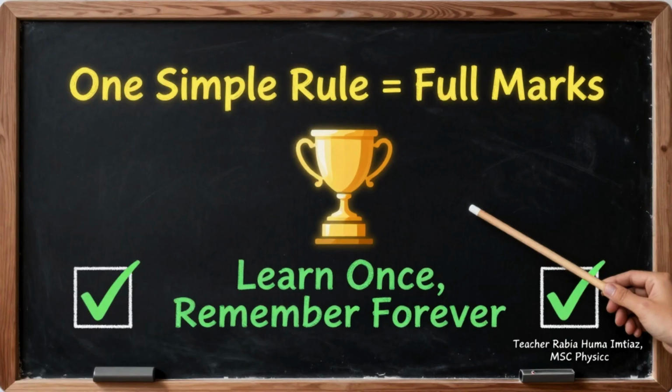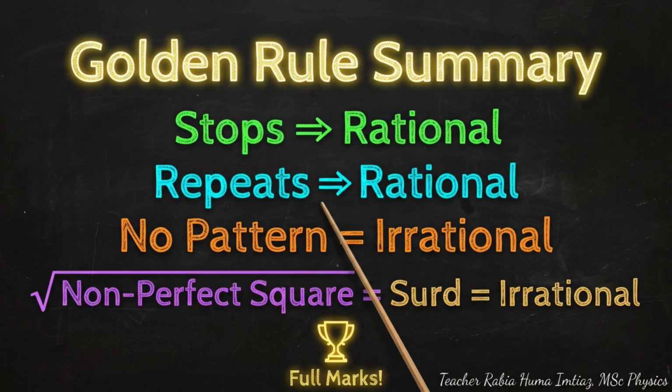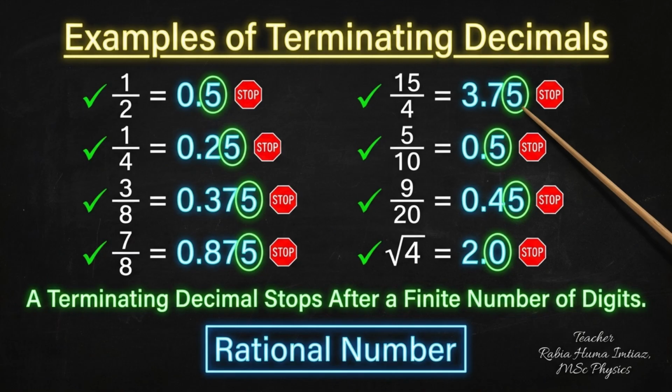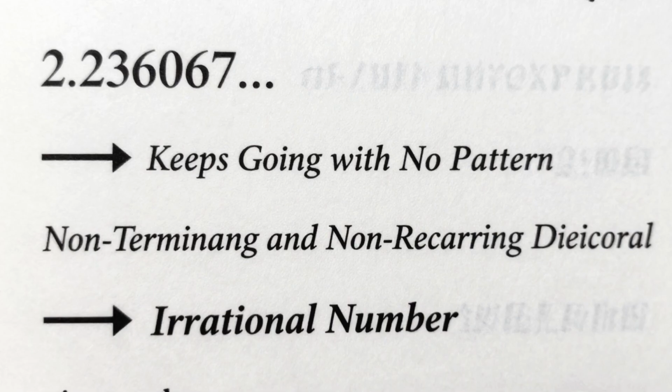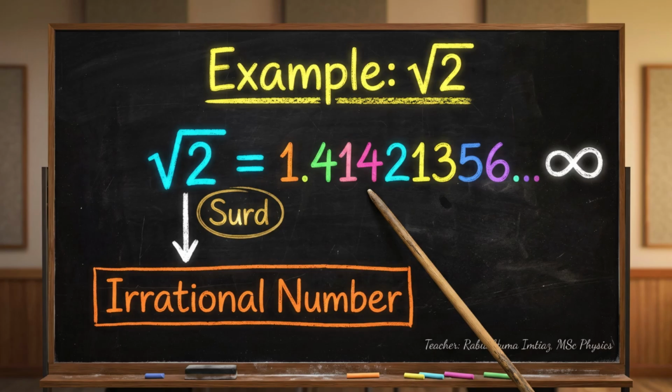Section 6, summary conclusion. So, let's summarize this entire board to make your revision easy. If a decimal stops, it is rational. If a decimal does not stop but repeats, it is also rational. If a decimal never ends and never repeats, it is irrational. And any non-perfect square root is a surd, which makes it permanently irrational.